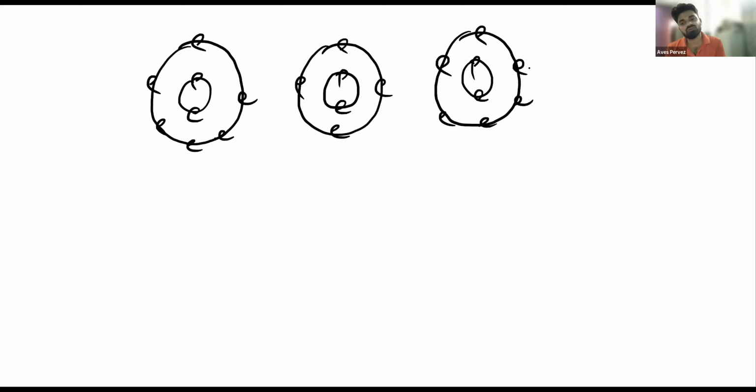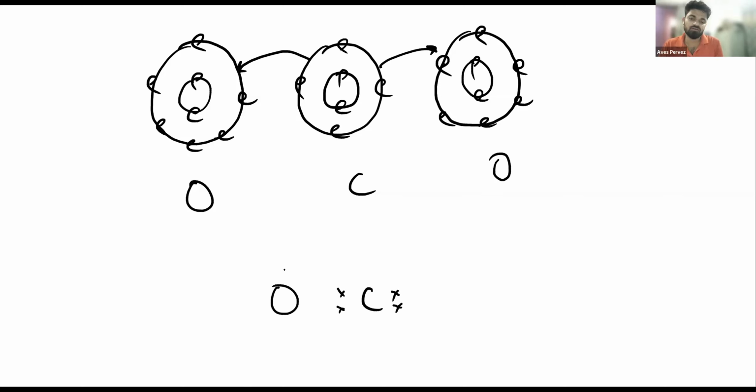Okay. So this is an oxygen atom, this is a carbon atom, this is an oxygen atom. If the carbon atom gives 2 of its electrons to both of them, then all of them will become stable. They will become stable if they start sharing two electrons. If it is sharing with 2, its 2 will also come into this orbit. So it will be like carbon 1, 2, 3, 4, then 1, 2, 3, 4, 5, 6.